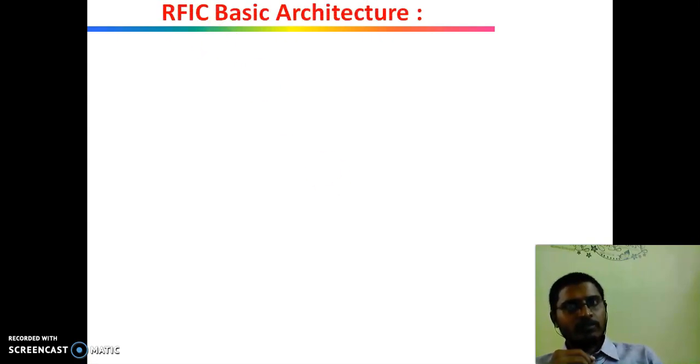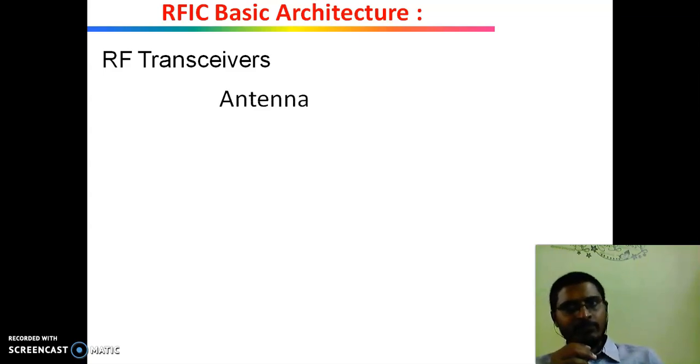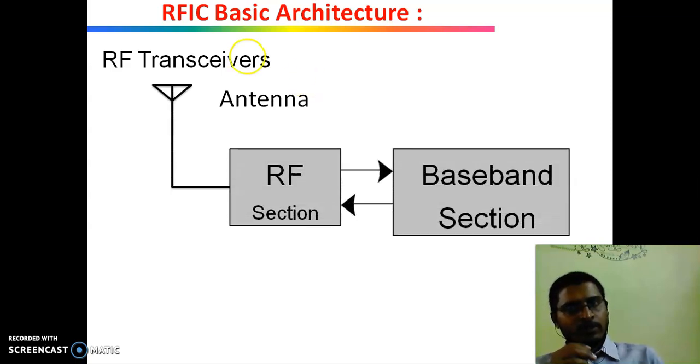RF IC basic architecture. RF transceivers. Transceivers means it consists of both transmitter and receiver. So the same circuit consists of both the transmitter and receiver. That means it is used to transmit signals and also to receive signals. So this is the antenna, RF section, baseband section.